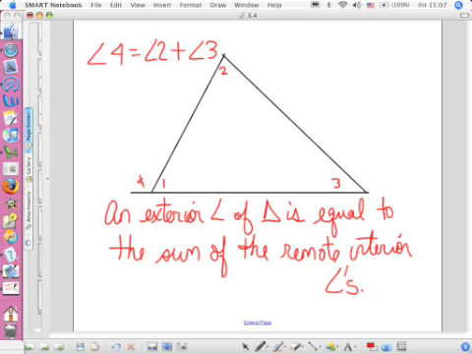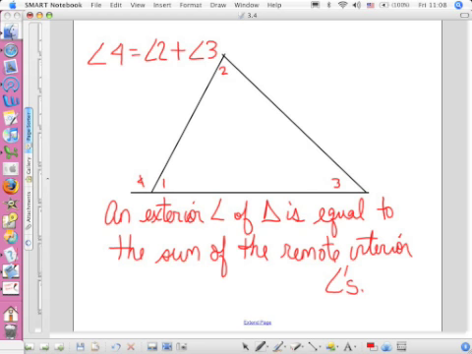2 plus 3 equals 4. We're going to see why that's true. This is why. Look at angle 4 and 1. Together they form a straight angle. So angle 4 is a supplement to angle 1. True? Angle 1, when it's added to the sum of 2 and 3, must add up to what? 180. So that means that the sum of these two angles are supplementary to angle 1.